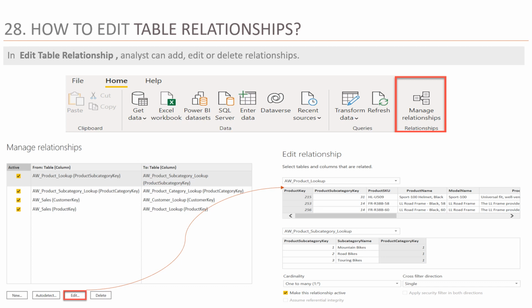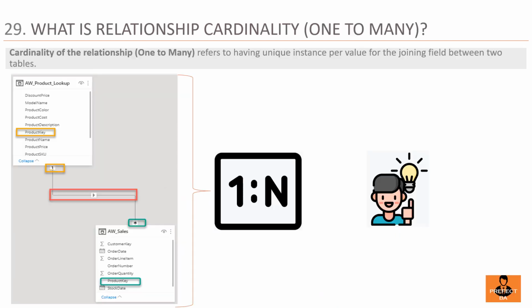Step 1. Select the model view out of the three views present under the Home ribbon and then click on Manage Relationships. Step 2. Select the relationship that needs to be edited in the Relationship pane. Step 3. Click on Edit button and make the desired changes. Question number 29. What is relationships cardinality one-to-many in Power BI? Cardinality of the relationship one-to-many refers to having unique instance per value for the joining field between two tables.